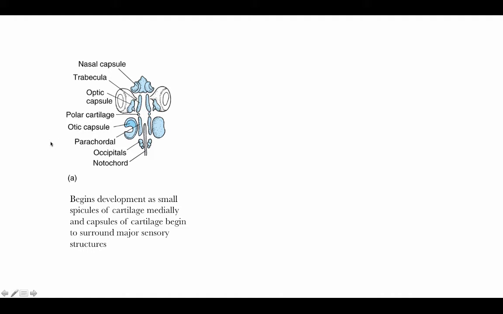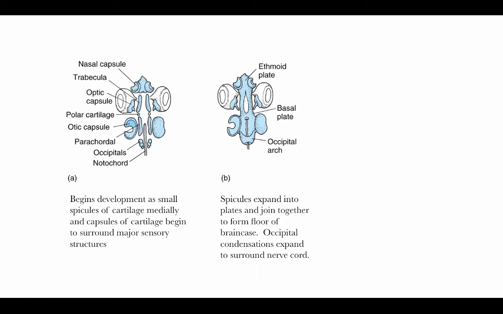As development proceeds, these little spicules of cartilage expand out into sort of a flat plate. These occipital little condensations are going to grow together and form an arch that surrounds the notochord and later, of course, the neural tube. At this point, these spicules are just going to form sort of a base underneath the developing brain. So think of it as kind of like a bed for the brain at this point in development.